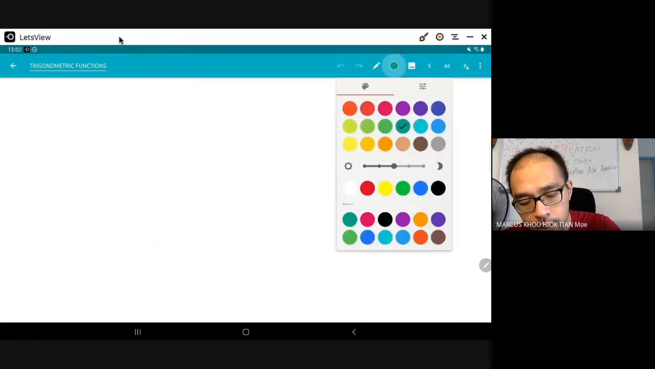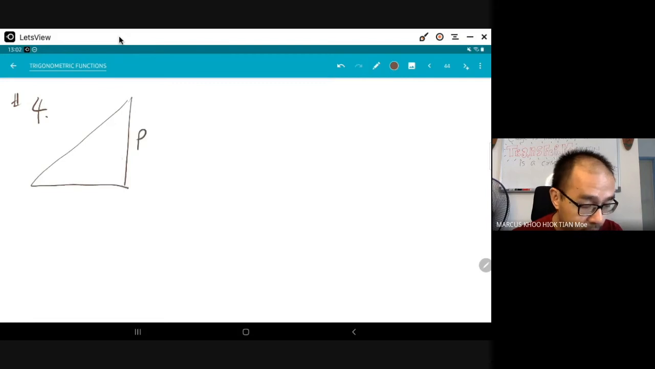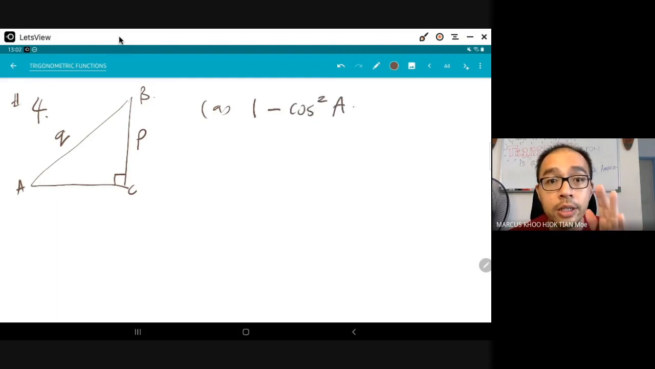Okay, let's try another question, number 4. You are given the triangle over here, P over here, Q over here, this is theta. And they say this is the angle of A. Okay, A, C, B. So the expression is 1 minus cos squared A. Now this is where the triangle becomes very useful. Oh, sorry. This is where the identity becomes very useful.